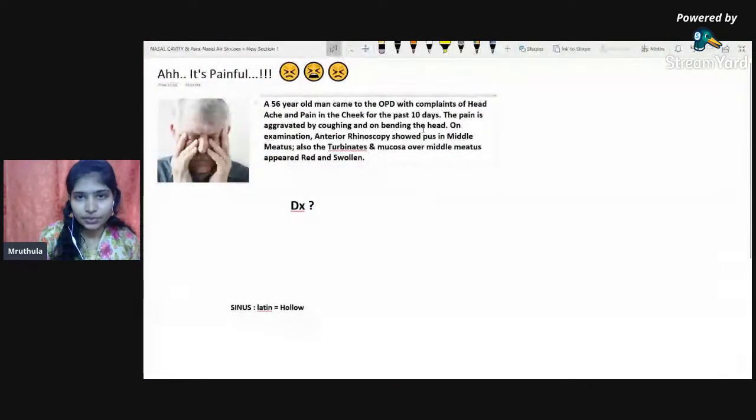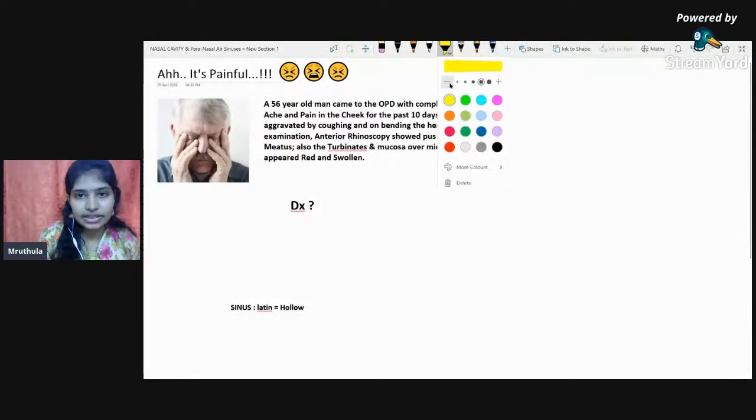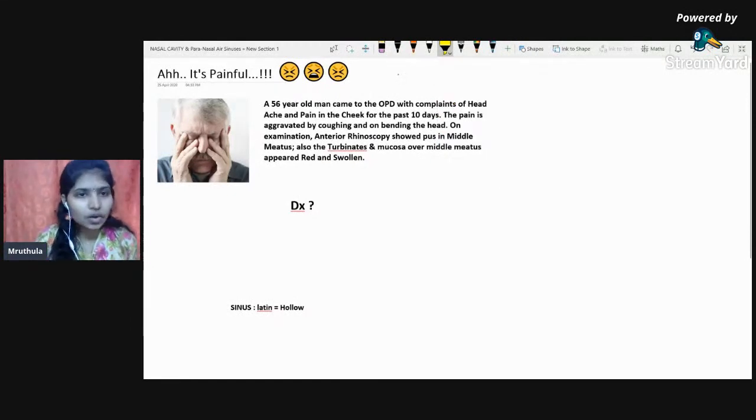So let me read out the case for you, and we'll mark the important phrases in this case, right? A 56-year-old male came to the OPD, outpatient department, with the complaints of headache and pain in the cheek, right? It was for the past 10 days, and this pain is aggravated by coughing and on bending the head. On examination, the anterior rhinoscopy showed pus in the middle meatus. Okay, so there was pus in the middle meatus. And also, the turbinates and mucosa over the middle meatus were appearing red and swollen, right?